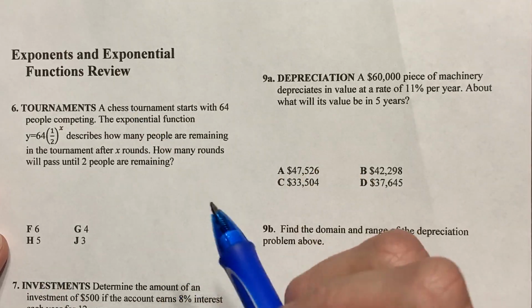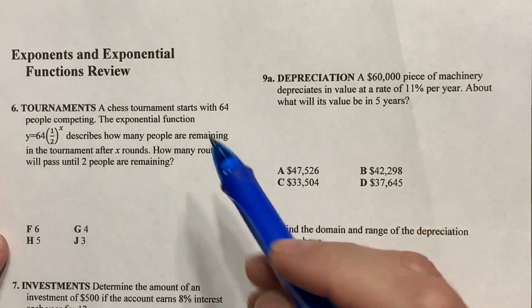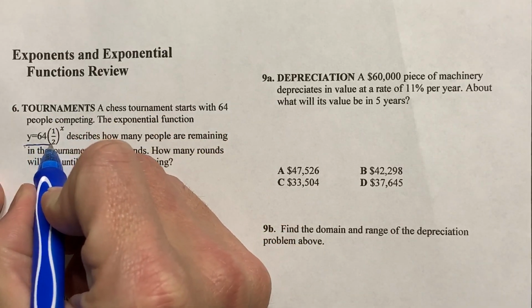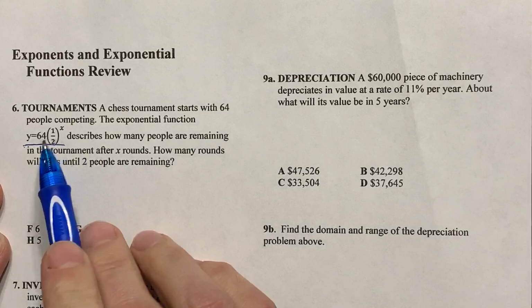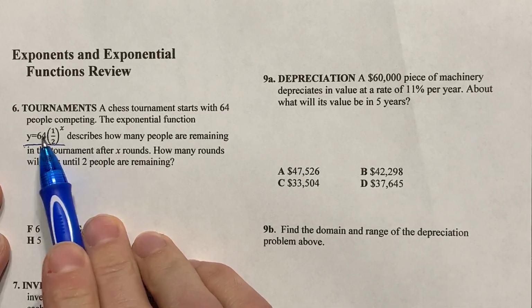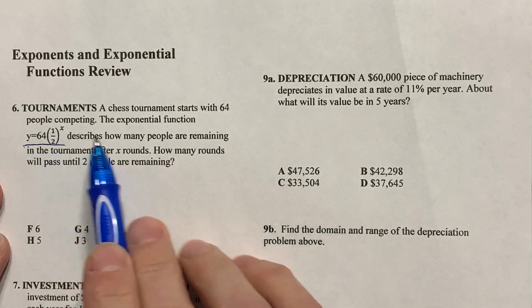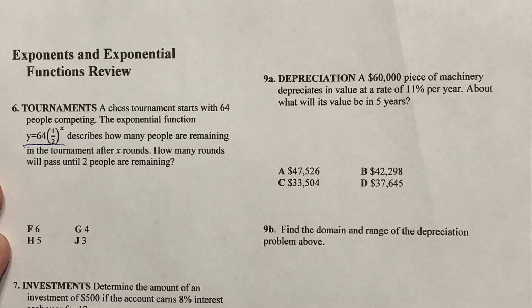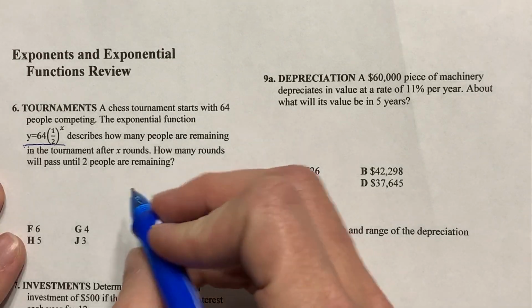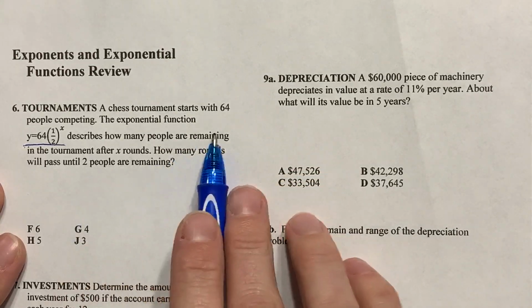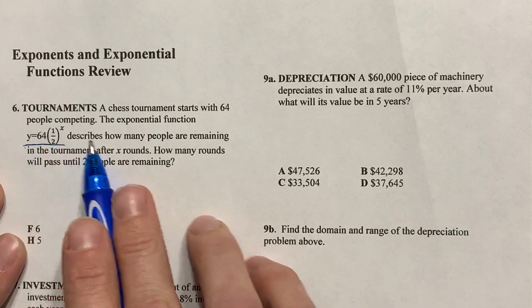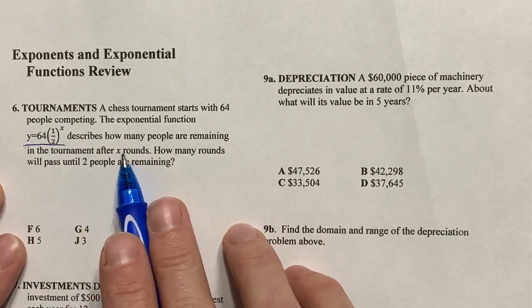So we have a chess tournament that starts with 64 people competing. The exponential function is given to you: 64 times 1/2 to the power of x. I can tell it starts with 64 people, and every round, x being the number of rounds, it's reduced by half. The equation describes how many people are remaining in the tournament after x rounds.